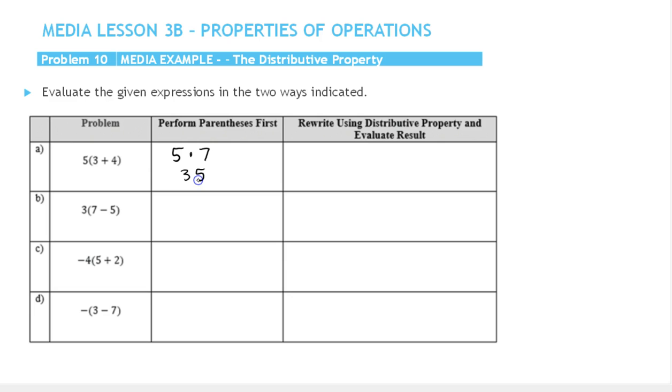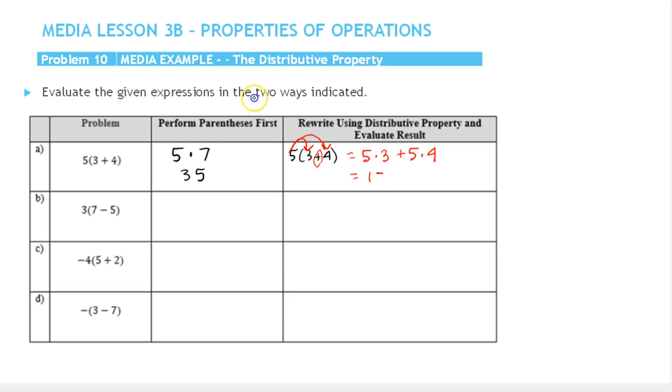is 35. Now I'm going to rewrite using the distributive property. Well, let me write this here first. We're going to multiply the 5 by the 3 and the 5 by the 4 and sum the results. So this will be 5 times 3 plus 5 times 4. Now we're going to find these products before we find the sum because we need to do multiplication first.